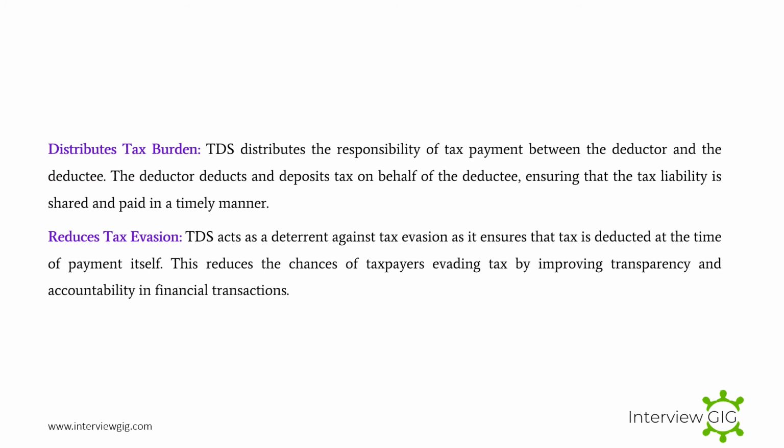collection. Distributes tax burden. TDS distributes the responsibility of tax payment between the deductor and the deductee. The deductor deducts and deposits tax on behalf of the deductee, ensuring that the tax liability is shared and paid in a timely manner. Reduces tax evasion. TDS acts as a deterrent against tax evasion as it ensures that tax is deducted at the time of payment itself. This reduces the chances of taxpayers evading tax by improving transparency and accountability in financial transactions.